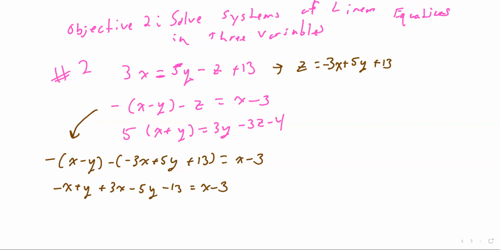All I did was just distribute a negative. Now I'm going to do a whole bunch of combining. I see negative x plus 3x. I see a 2x minus 4y minus 13 equals x minus 3.